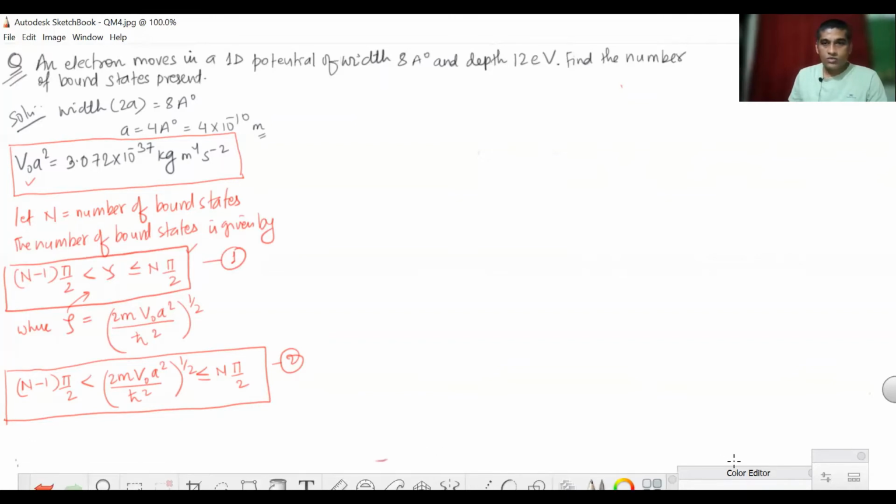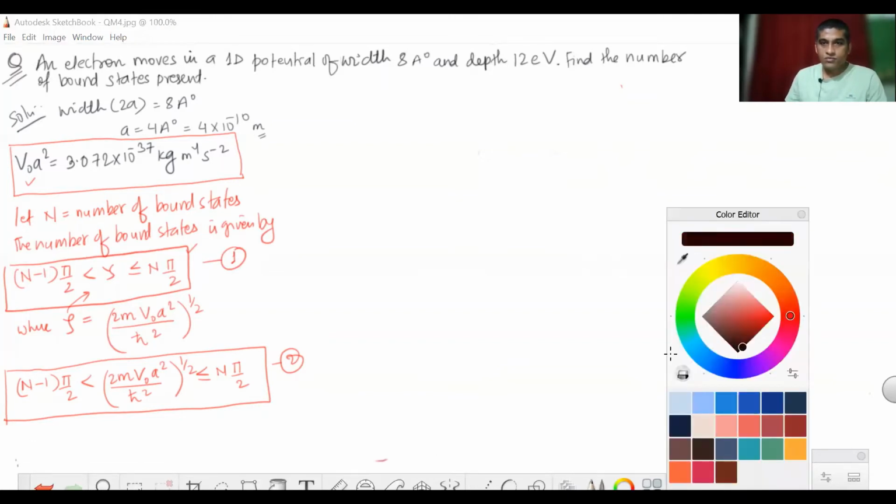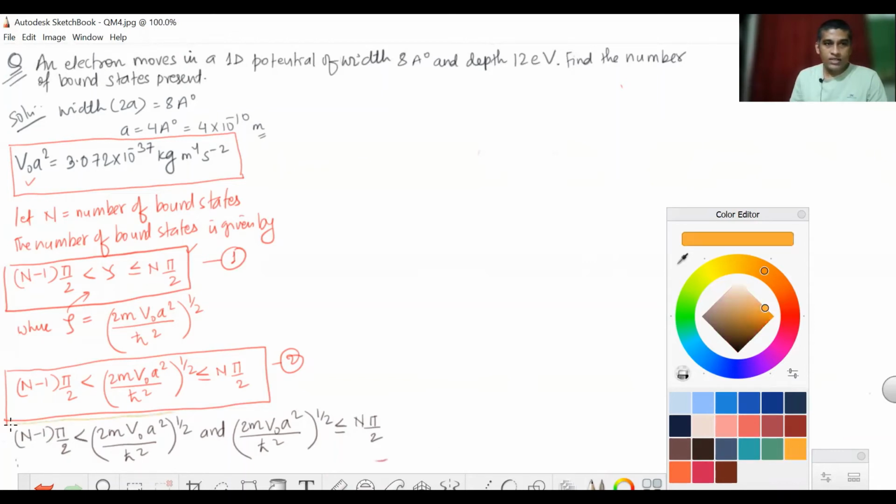So let me change ink. (n minus 1) pi by 2 is less than (2m V naught a square by h bar square) whole power half, and next, (2m V naught a square by h bar square) whole power half is less than or equal to n pi by 2. Now let us solve this first.